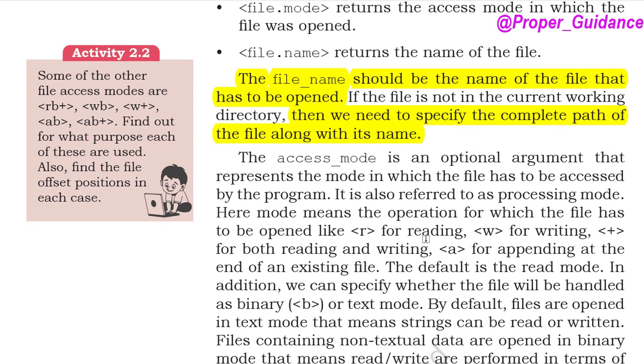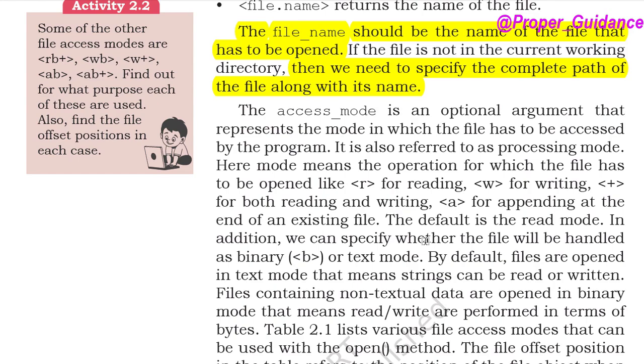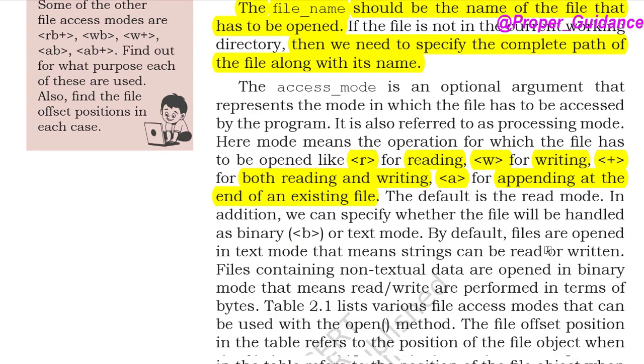The access mode is an optional argument that represents the mode in which the file has to be accessed by the program. It is also referred to as the processing mode. Here, mode means the operation for which the file has to be opened, like r for reading, w for writing, plus for both reading and writing, and a for appending at the end of the existing file. The default is the read mode.